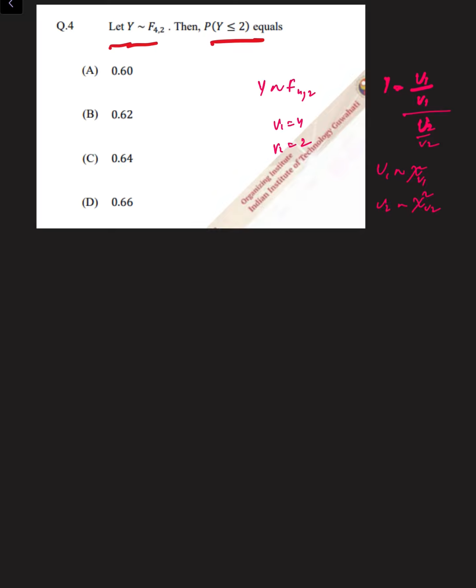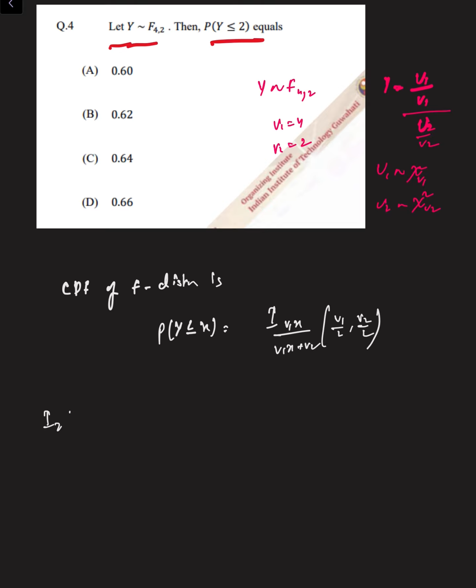So the cumulative distribution function, the CDF of the F distribution, is nothing but the probability of y less than or equal to x. So that is, sorry, not indicator, it is I of v1x by (v1x plus v2), with parameters v1 by 2, v2 by 2, where I is at a comma b, which is nothing but the regularized incomplete beta function.